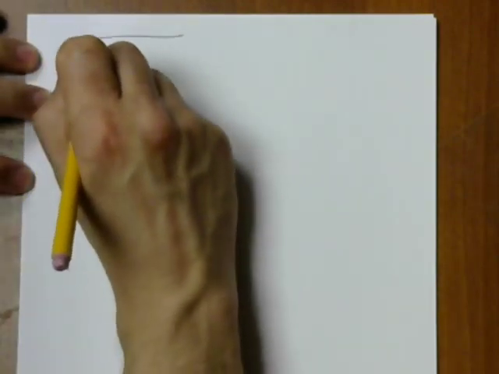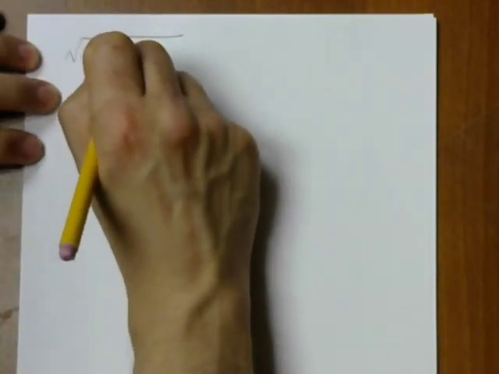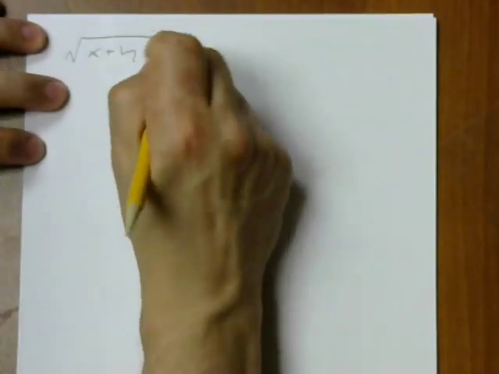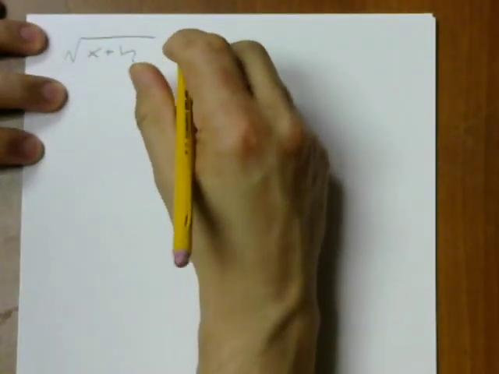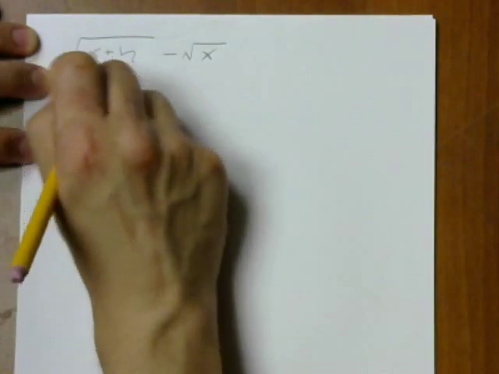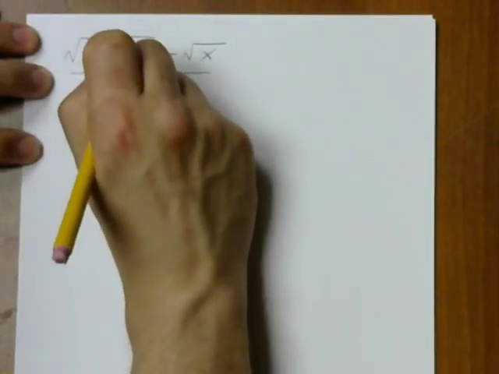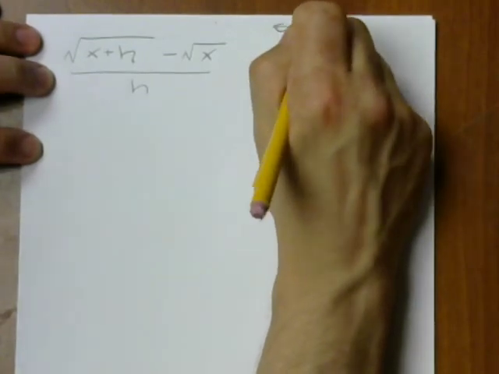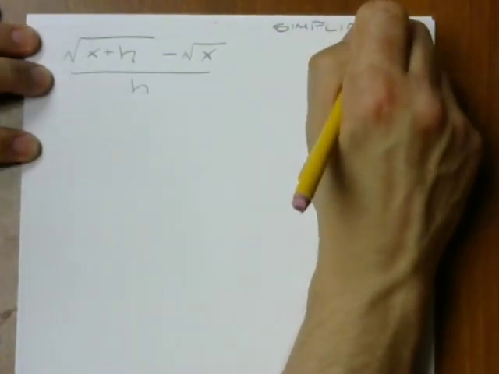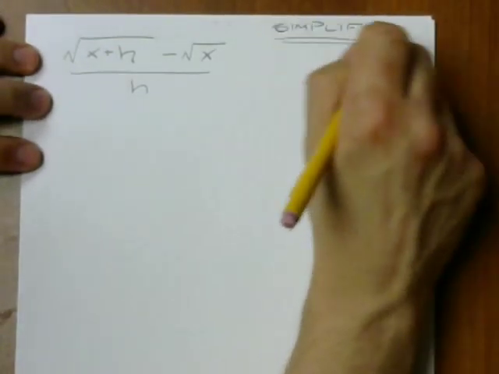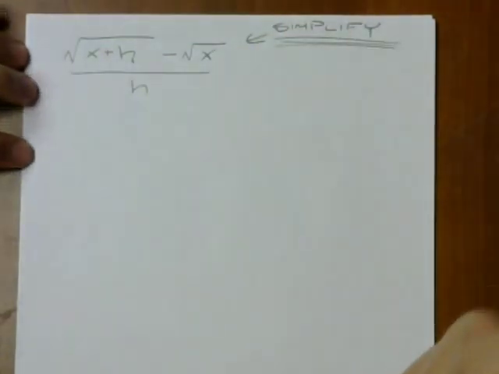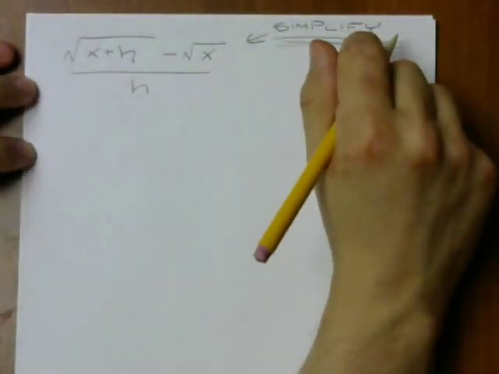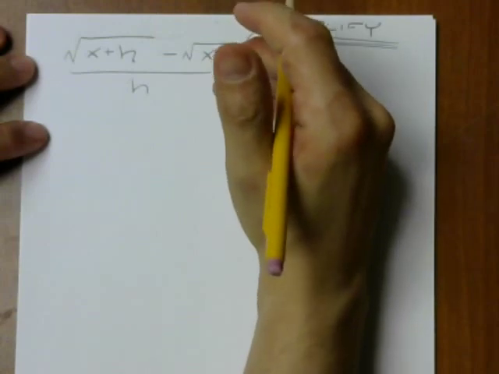Okay, suppose we want to simplify this. You might say, wait a second, what's this weird symbol? That's just an H. Why am I using H? Why not use Y? I'm told to simplify this. Well, I'm using H because this is actually a difference quotient.